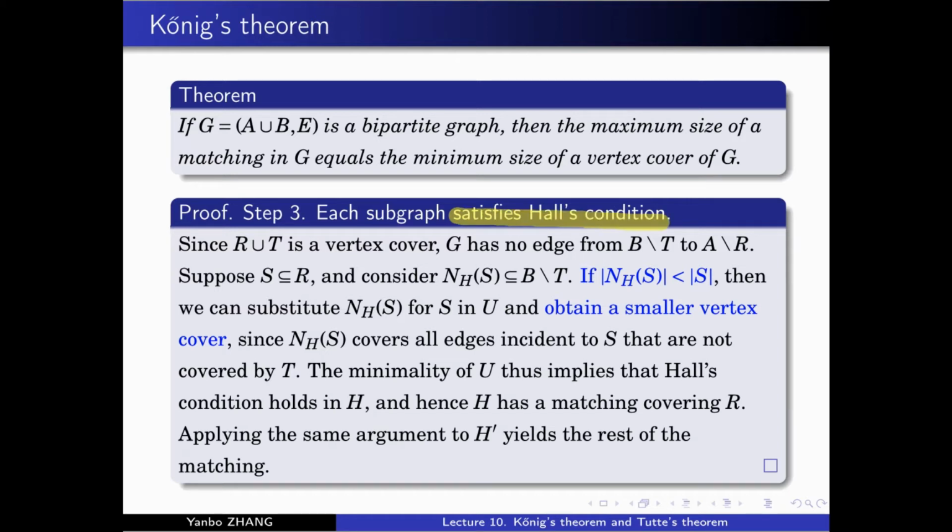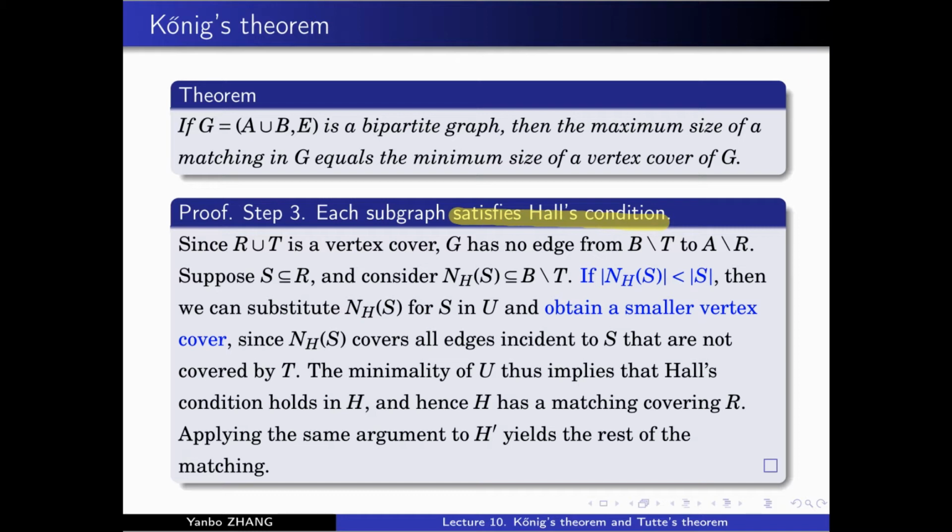Since R union T is a vertex cover, G has no edge from B minus T to A minus R. Suppose S is a subset of R, and consider the neighborhood of S in H, N_H(S), which is a subset of B minus T. If for every S, the size of N_H(S) is greater than or equal to the size of S, this is Hall's condition. Our proof is done.